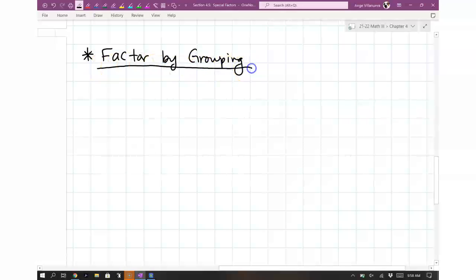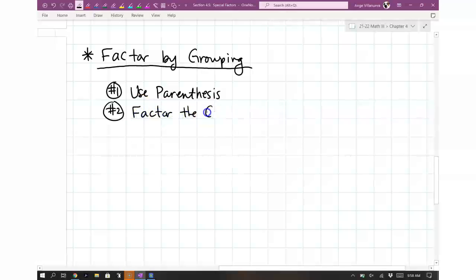Okay, how do you do it? Number 1, use parentheses. Number 2, find the GCFs. Or actually not find, but factor the GCFs. Okay, that's pretty much the 2 steps you need to do. After that, you factor your commons. So let me put right here, factor the common factor.